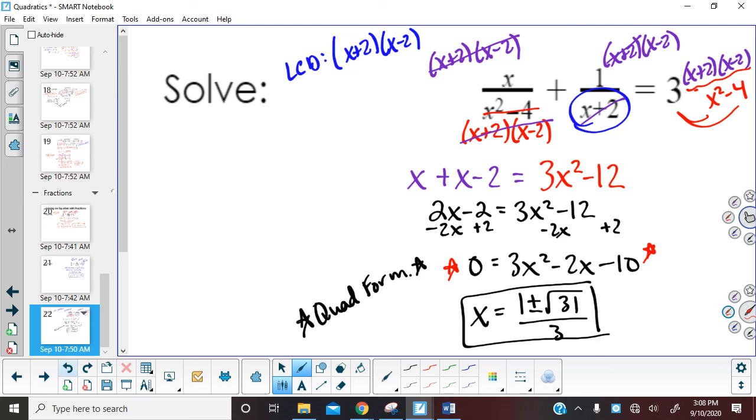Our main goal for me today, or for you, is to be able to get to that point by multiplying by those LCDs and simplifying appropriately.